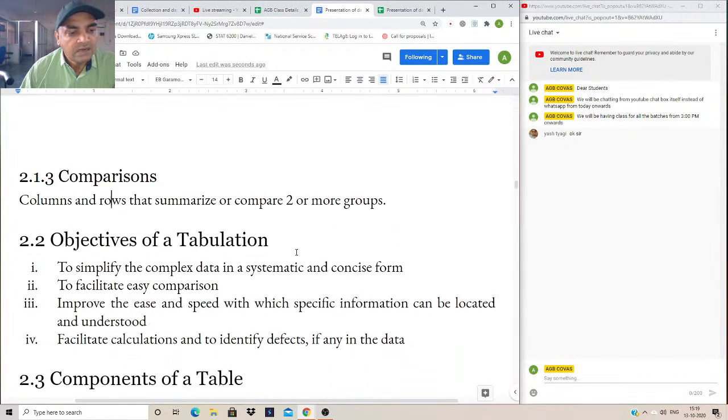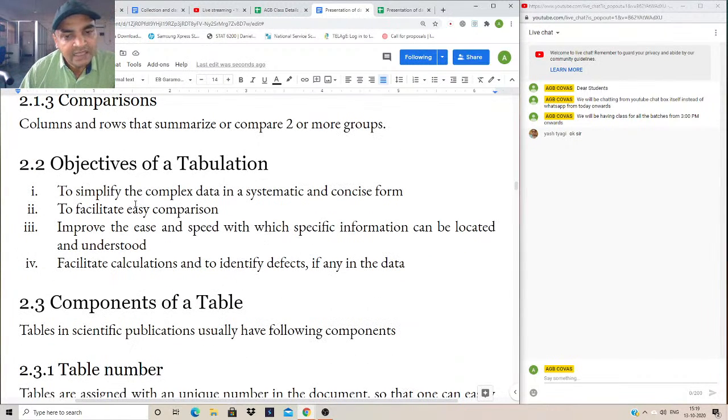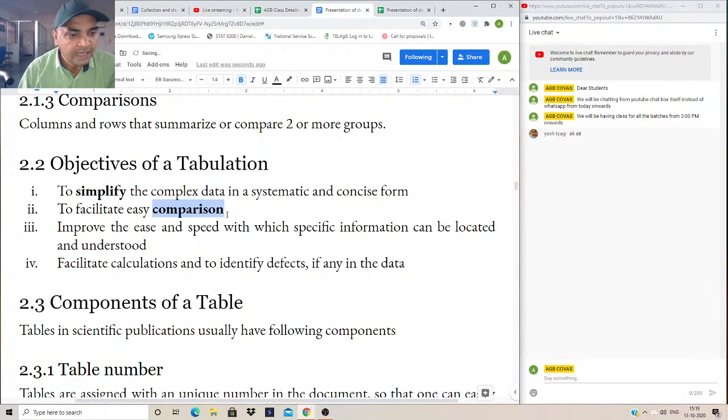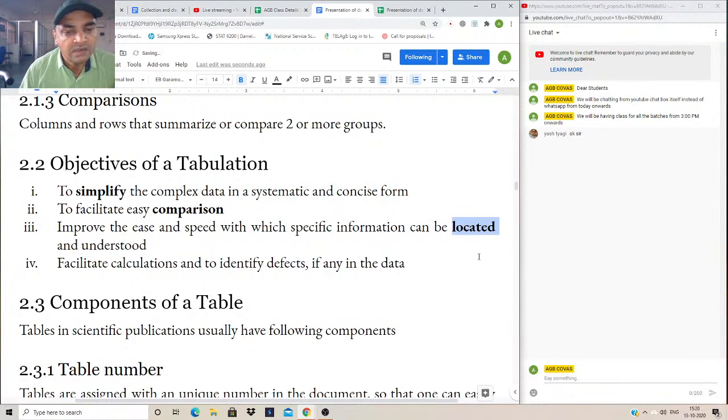Now, what are the objectives of a tabulation? It simplifies complex data into a systematic and concise form. It facilitates easy comparison. It improves the ease and speed with which specific information can be located and understood, so that you can locate the information you need in a table very well. It also facilitates calculation and helps identify defects, if any, in the data.